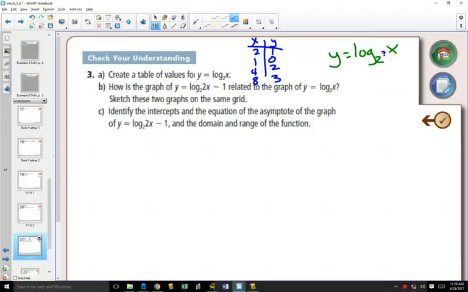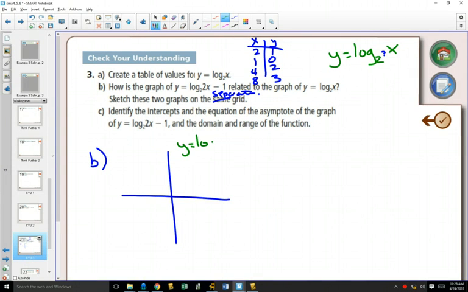Now, how is the graph of log 2 of 2x minus 1 related to that graph? Now we're looking at our transformations. So for part B, I'm going to change this word here. I think you can still see what's happening if you draw them on separate grids, and it's really easy to draw them on separate grids and still see that. Here in green, I graph my log base 2 of x.